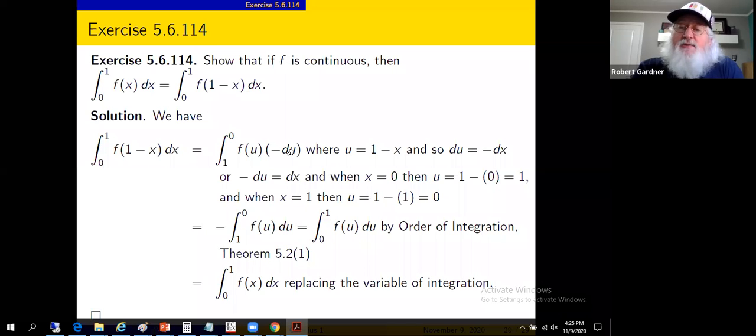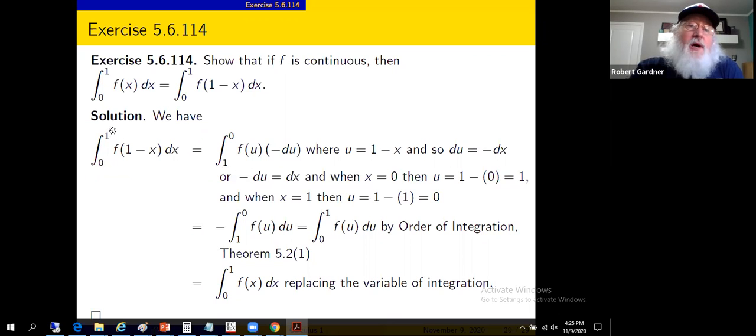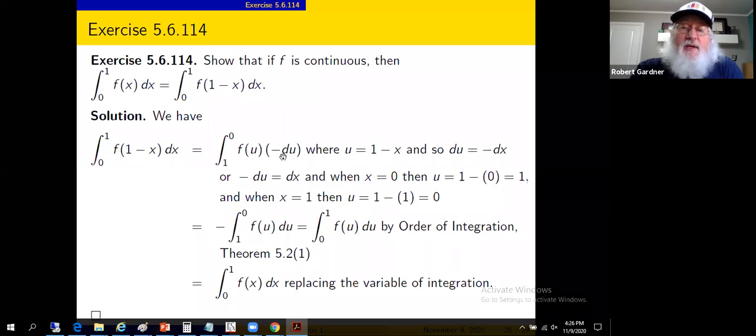Got to change the bounds as well. When x is 0, 1 minus 0 is 1. When x is 1, u is 0. So corresponding to the lower bound 0 is a new lower bound in terms of u, of 1. Upper bound of 1 in terms of x becomes an upper bound of 0 in terms of u. So the substitutions have been made. We get this. Let's bring that negative sign out front from the negative du.